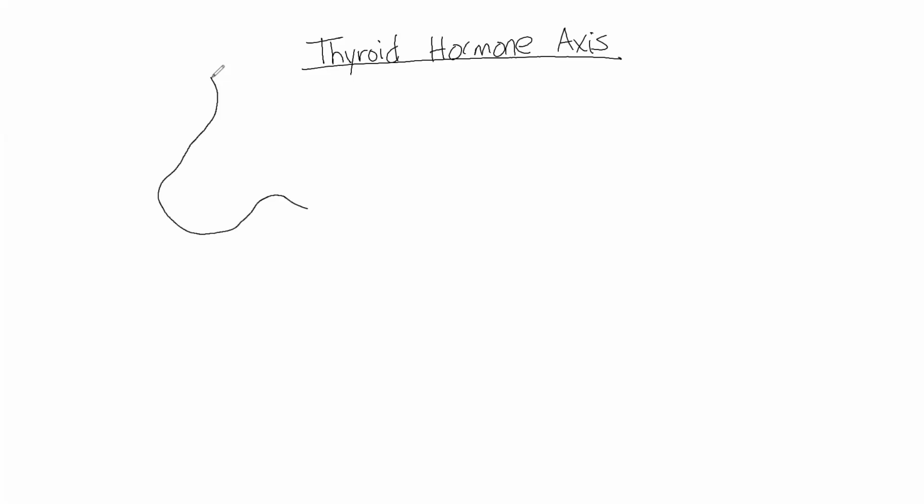So we're looking at the thyroid hormone axis. It's a bit of a tongue twister. Thyroid hormone axis. Okay. Let's start out by drawing the hypothalamus, anterior pituitary, posterior pituitary of the pituitary gland here. And then this is the hypothalamus.